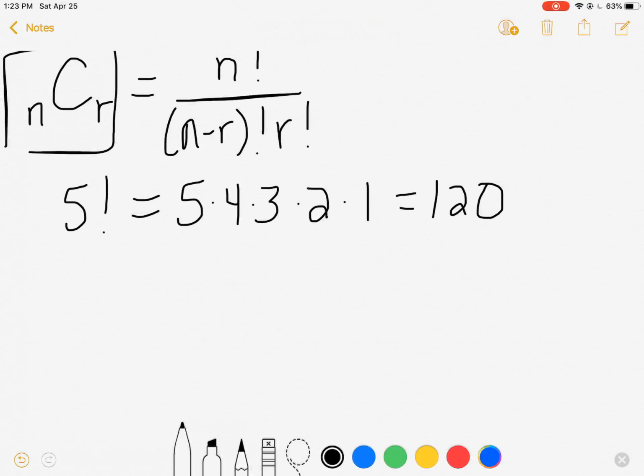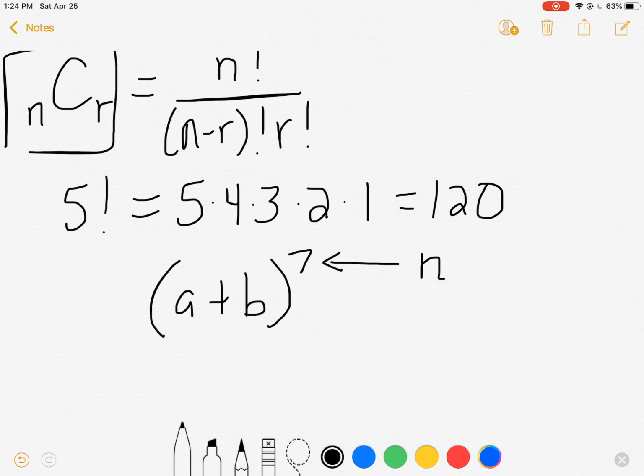So the way we'll use this formula when we are expanding binomials, if I have a binomial raised to the 7th power like we did in the first example, this 7 is our n, and then whatever term value we're interested in will be our r. Actually, our r will be that term minus 1, because when you expand something to the 7th power, you actually get 8 terms. So we'll subtract 1 to find r.